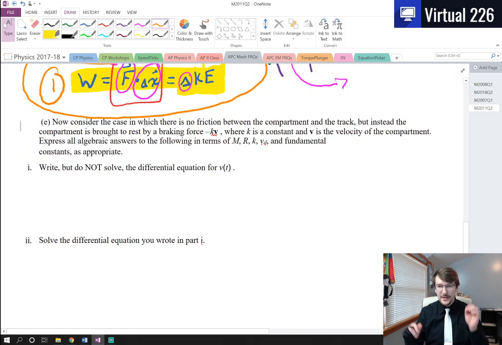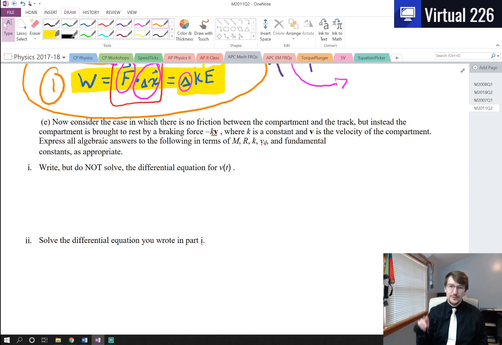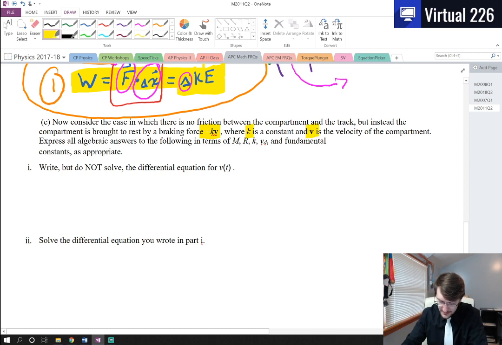Okay, up till now we haven't done any calculus, but now we're getting to the calc of it. And the calc we're going to do in part E is actually identical in many ways to the calculus from the 2008 AP Physics C problem number 1. And in this, we are asked to look at a braking force minus kV acting on the compartment instead of friction, where k is a constant and v is given by the velocity of the compartment here.